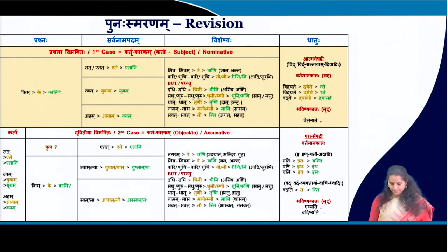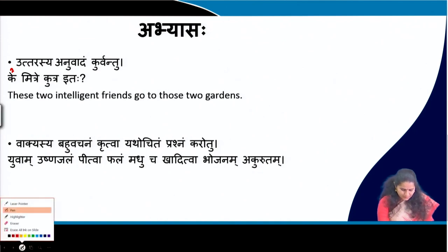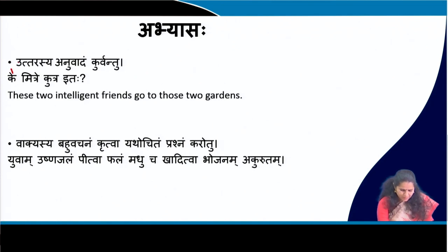Spashtam? Let's move on. So let's do the abhyasa together now. Astu uttarasya anuvadam kurvantu. Ke mitre kutah itaha. So typically asmakam yatha bhavati ke ityukte atra dual asti prathama vibhakti. So prathama vibhakti, we start with the vibhakti. Okay, so prathama vibhakti and it is the dual. Kutra itaha. So where are those two going? Uttaram. These two intelligent friends go to those two gardens. So now you press the pause button and try to answer it yourself, and then come back to see whether you've got it right.